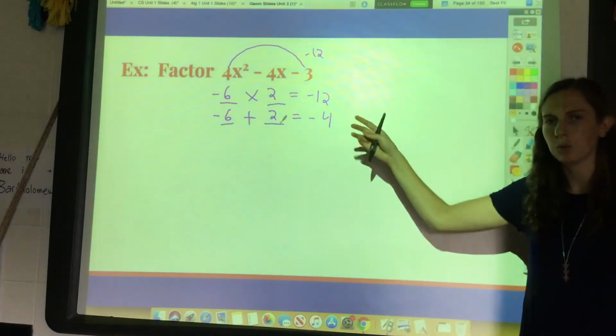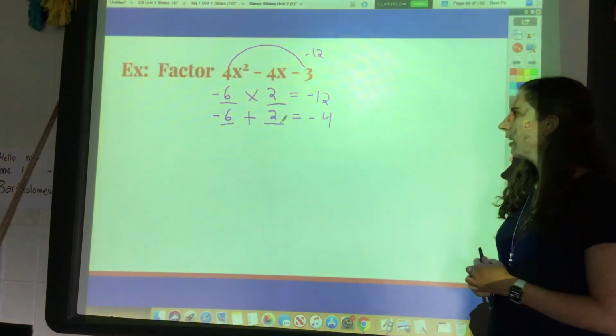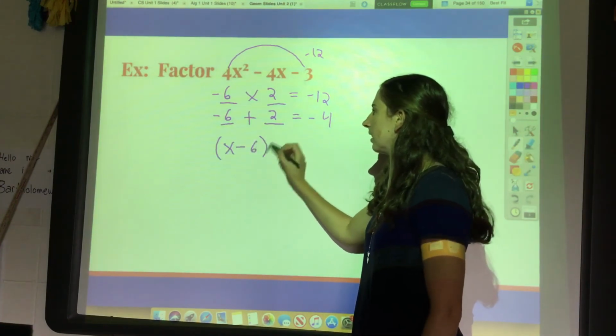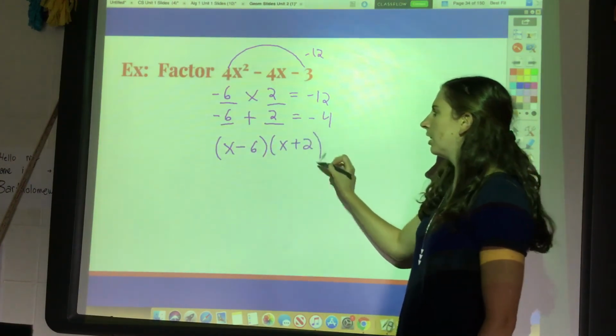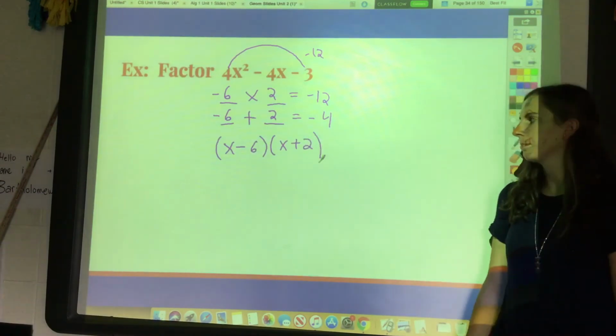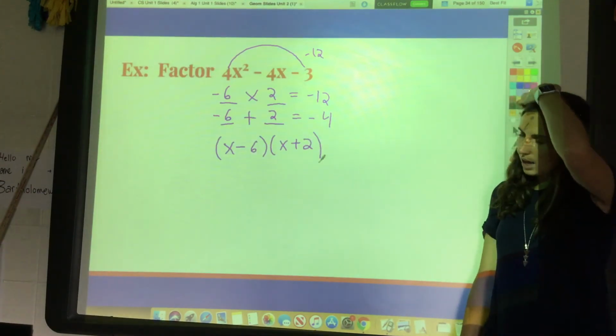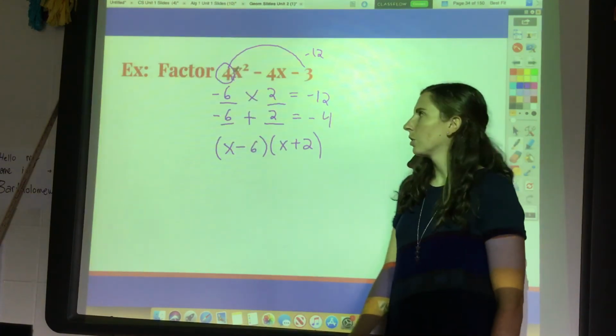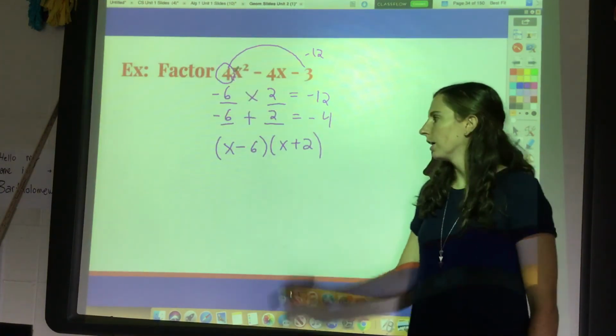Don't worry if it takes you a while to think through those, that's okay. So I'll fill those into my two factors, x minus 6 and x plus 2, filling in those two numbers there. Notice I did have a leading coefficient other than 1, so I'll need to divide or slide with the 4.